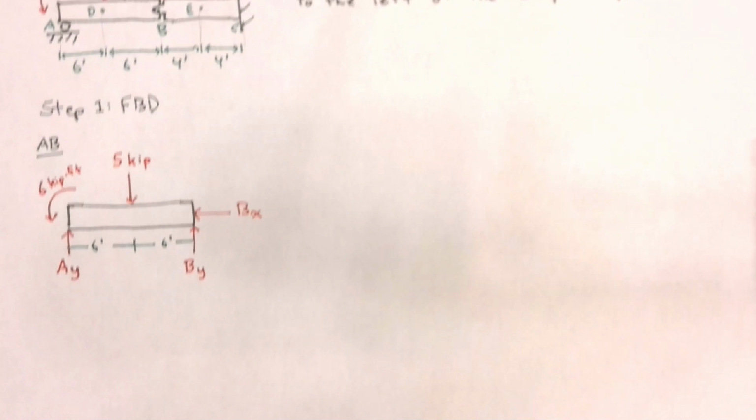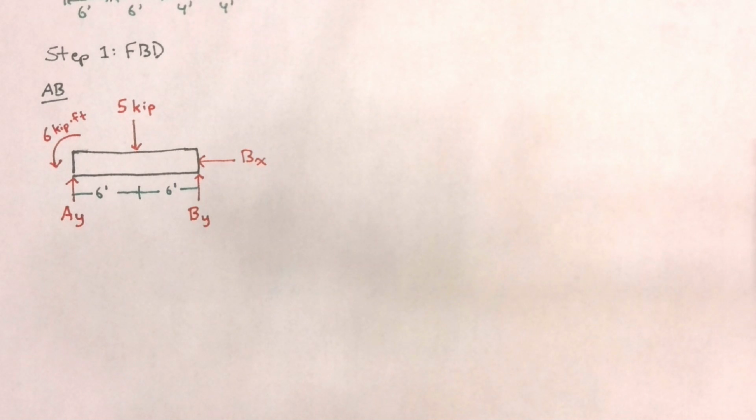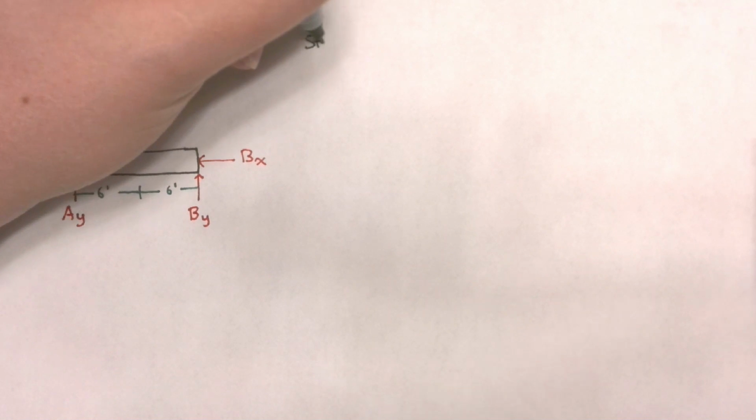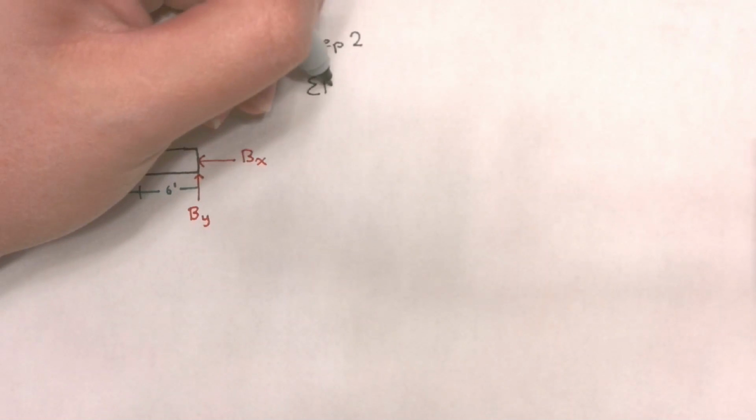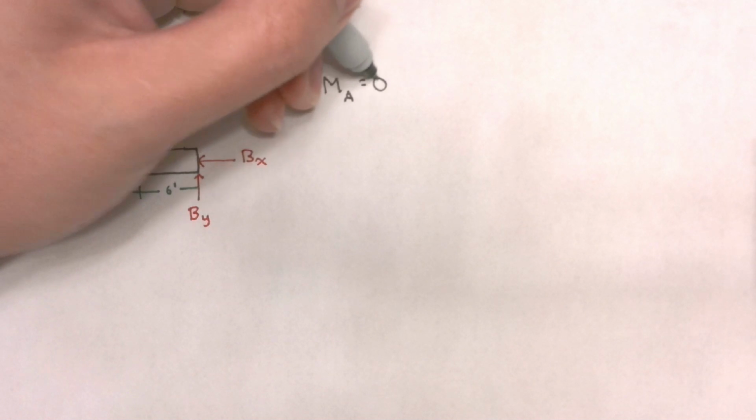Now, the reason I draw this free body diagram is because I want to solve for the reactions. So now I want to find my reactions at A and at B. If I were to take my sum of forces in the y direction, I would end up with 2 unknowns, AY and BY. So it's best not to start with that. Instead, we're going to start by taking the sum of moments about point A. So my sum of moments about point A should equal 0.